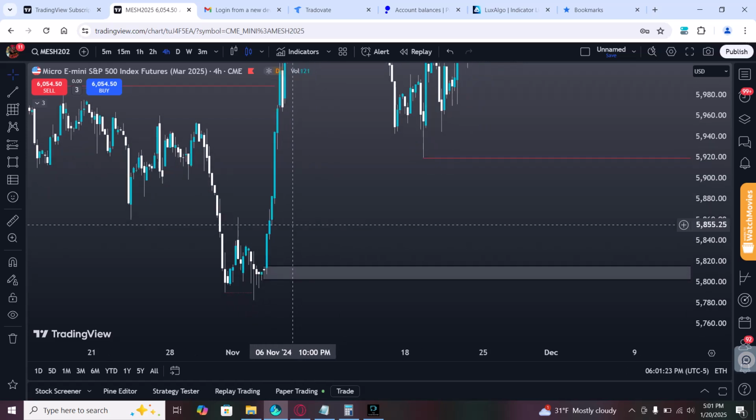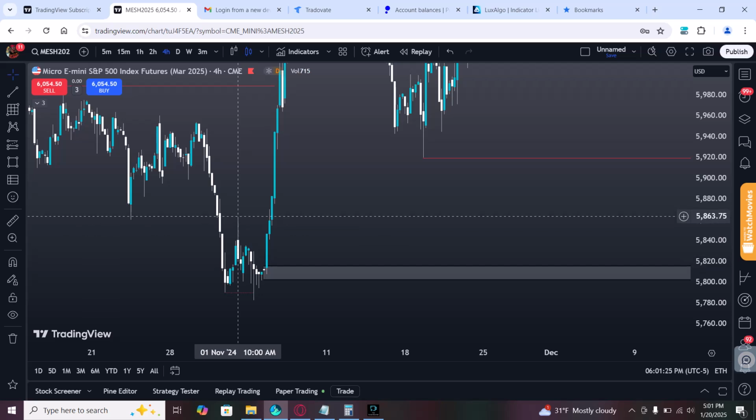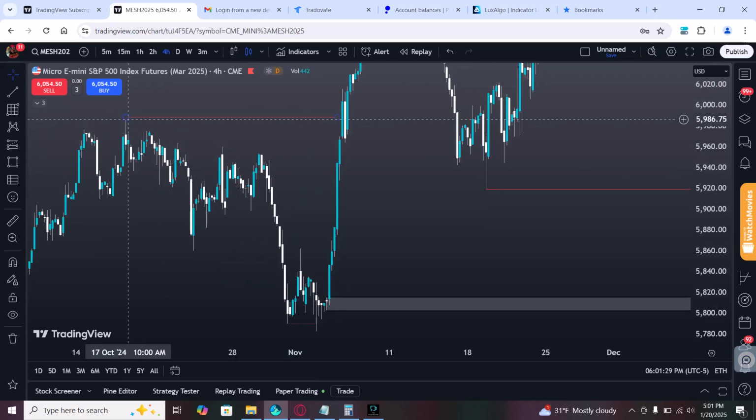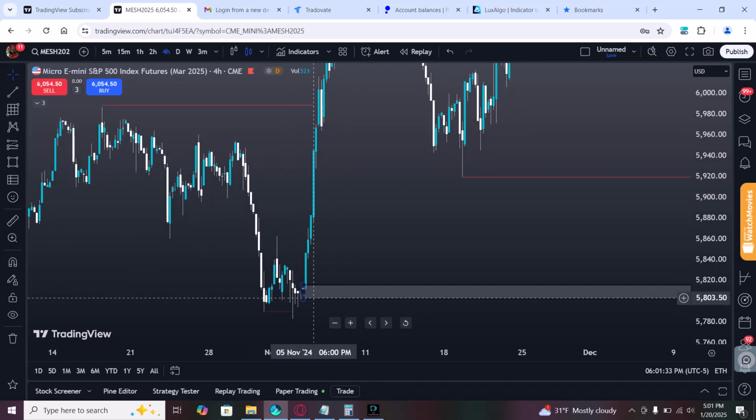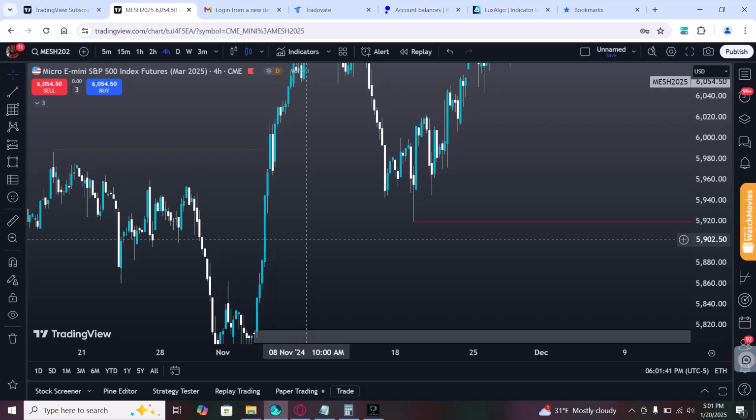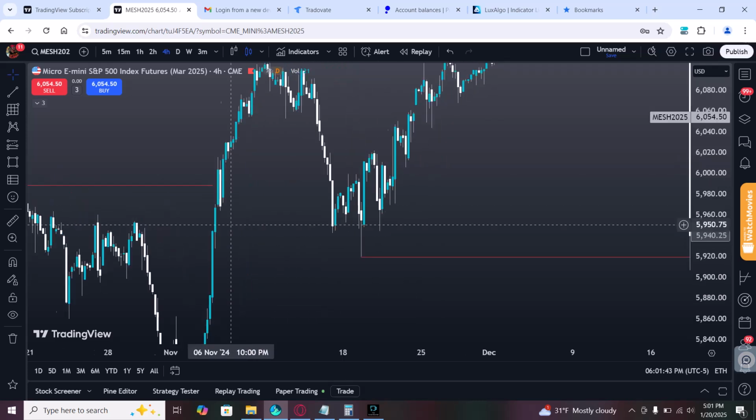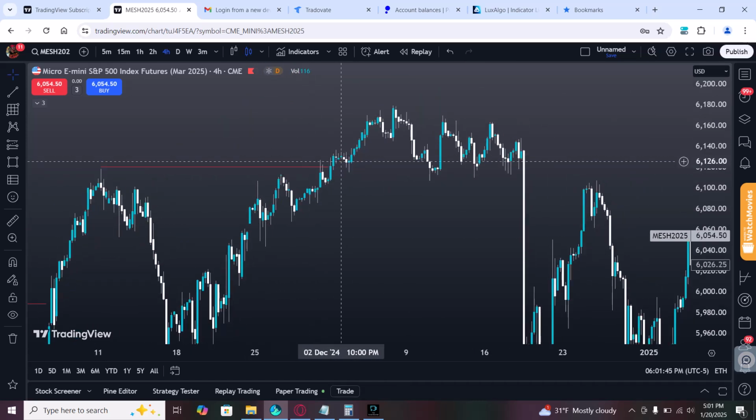But going on, it even broke minor structure, internal structure right here to the upside, and it broke external swing points. So you know this is definitely valid with all this volume coming up. There's a lot of imbalance in this market right here, right here. So you can see, yeah, currently in the uptrend.